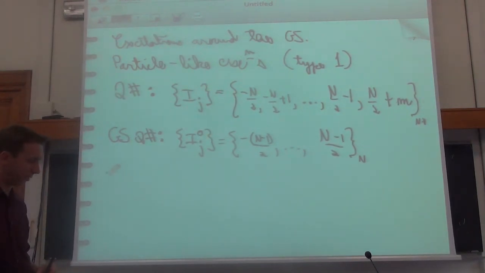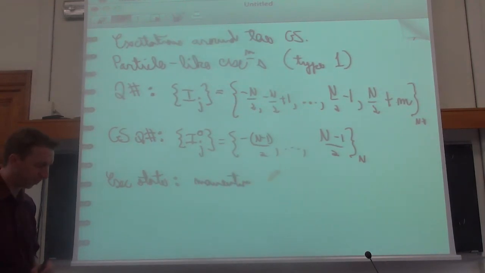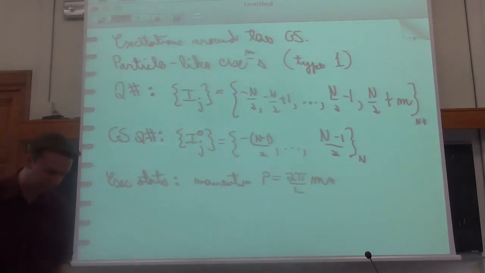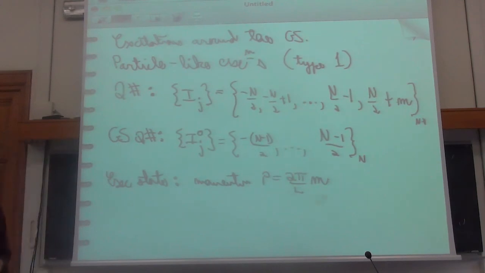So this excited state has momentum P equal to 2 pi over L times this M that we have. It will have rapidities, which we will just write as Kj. The ground state will have just rapidities that we'll write as Kj0.